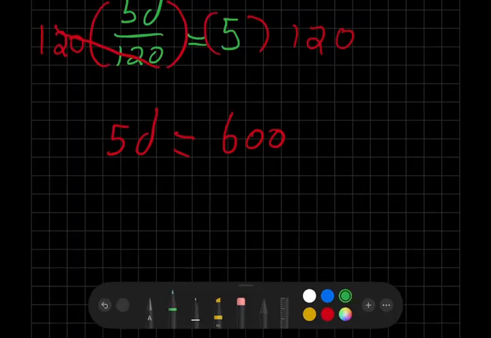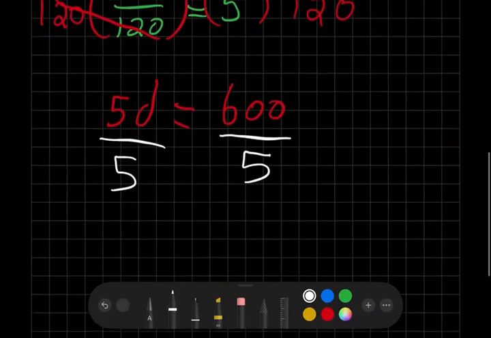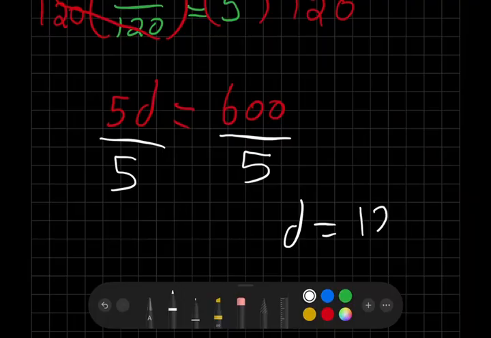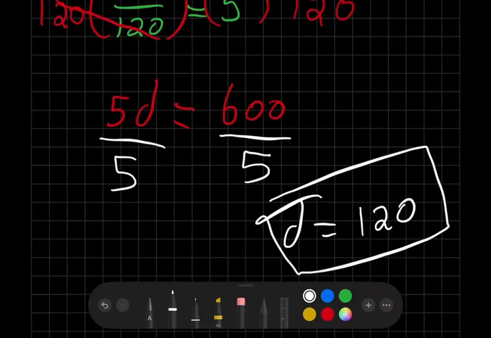And our last step is getting d by itself, which means dividing by 5. So the distance between the two cities is 120 miles. That's it.